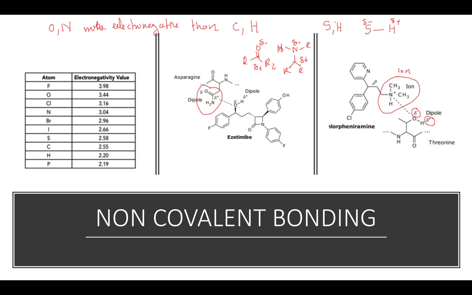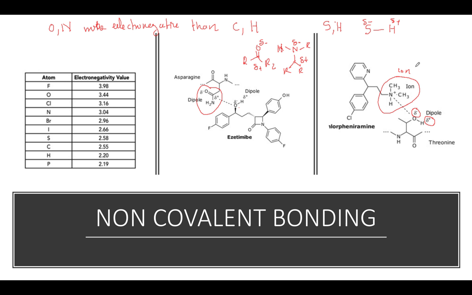Okay. So this is something to remember when you're dealing with these molecules. If there is a possibility of an electronegativity difference between the atoms involved in the bond, you can have a dipole and then have dipole-dipole or ion-dipole types of interactions. All right, so let's move on to the next.